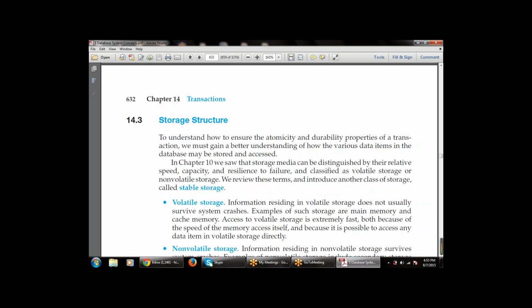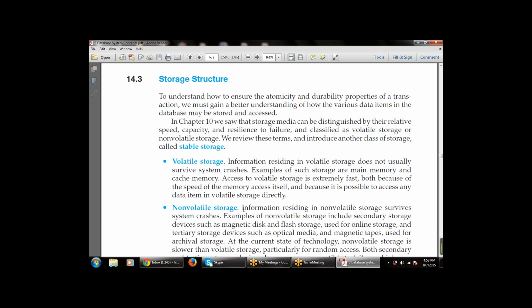How to access the volatile storage: that is relatively fast, because whenever we access the primary memory or the cache memory, it is relatively fast as compared to the backup memory, that is, the secondary memory, because the speed of the memory access itself is very efficient, and the data item is accessed directly.